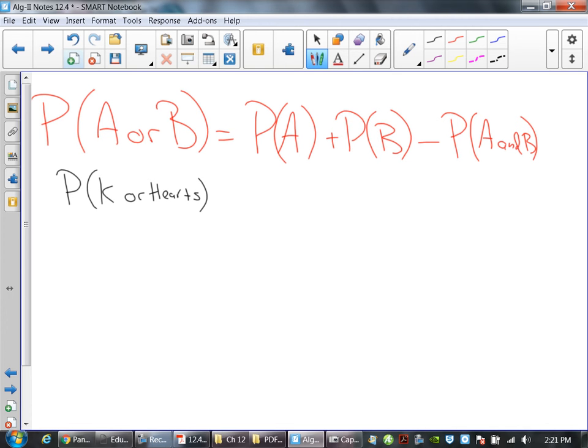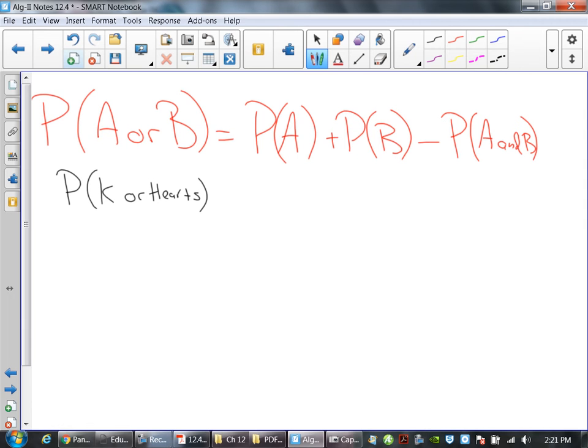The probability of picking a king, 4 out of 52. The probability of picking hearts, 13 out of 52. What do they have in common? The king of hearts. That's where this intersection, the A and B, came into play, the king of hearts. Does that make sense why we wrote it that way? Yes. That's all it means.